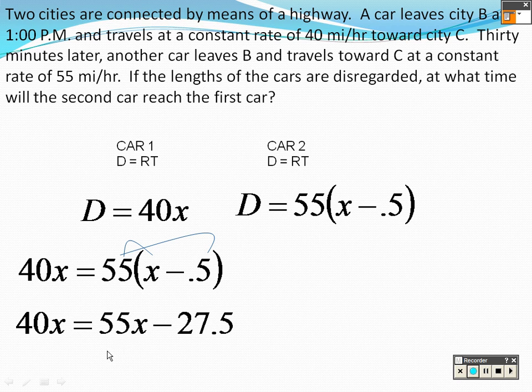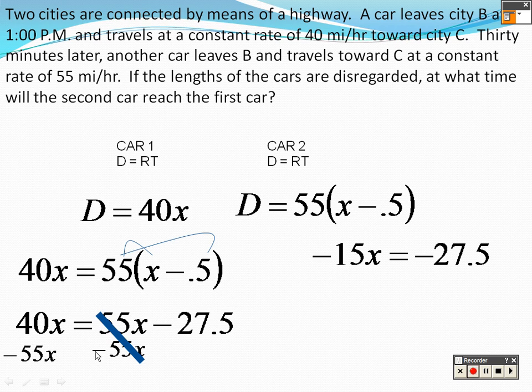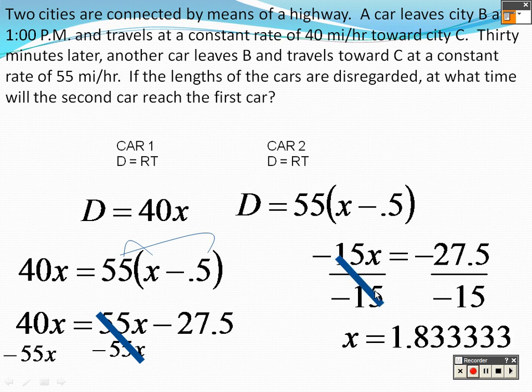So to solve this problem, I would subtract 55x on both sides. So we get negative 15x equals negative 27.5. And to solve for x, I would divide both sides by negative 15, and I get x equals 1.83333. So 1 whole hour, and that's probably about 50 minutes. 1 hour and about 50 minutes it took. 1 and 5/6 of an hour.